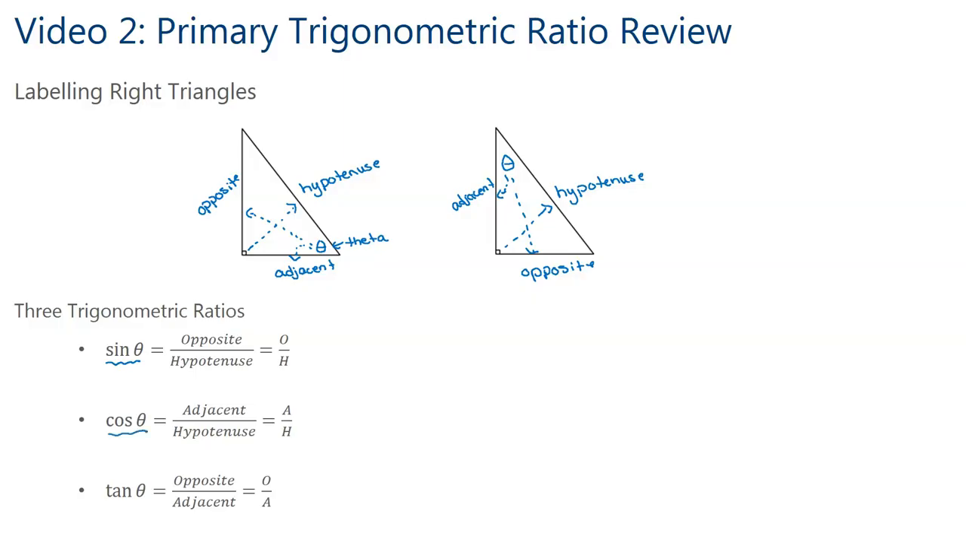Cosine of angle theta is equal to the adjacent side divided by the hypotenuse side. And tan of theta is equal to the opposite over adjacent. Now one way to remember these three trig ratios is something called SOHCAHTOA. The way this works is you say sine is equal to the opposite over the hypotenuse, cos is the adjacent over the hypotenuse, and tan is equal to opposite over adjacent.